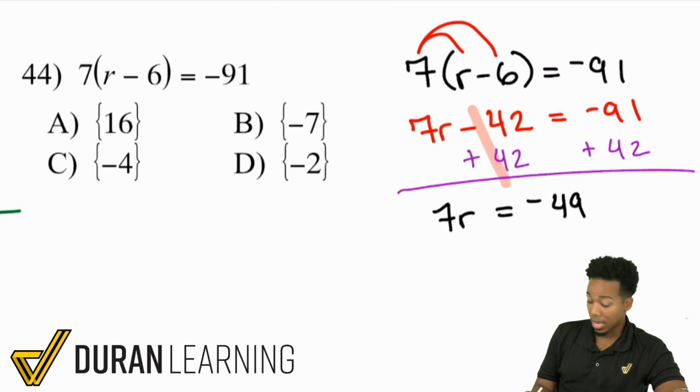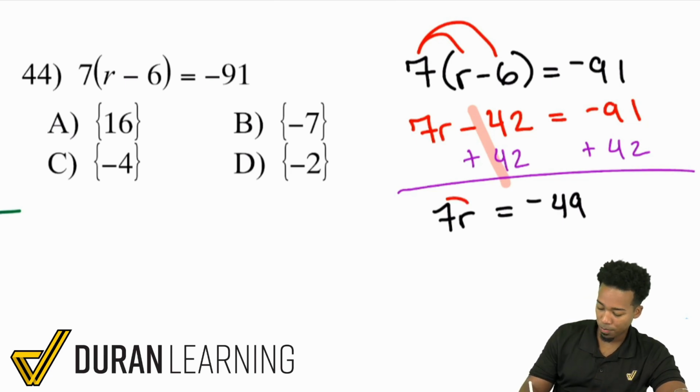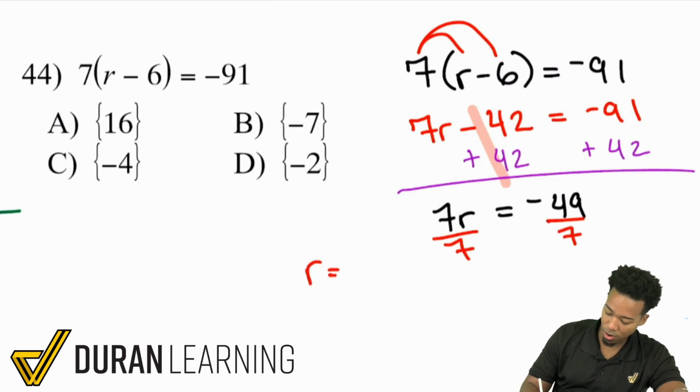So last step, we'll just work backwards. We have 7 times r, so we'll divide both sides by 7, giving us r equals negative 7.